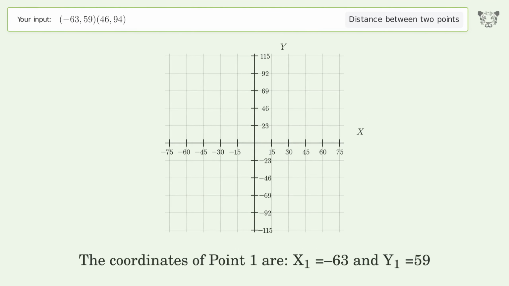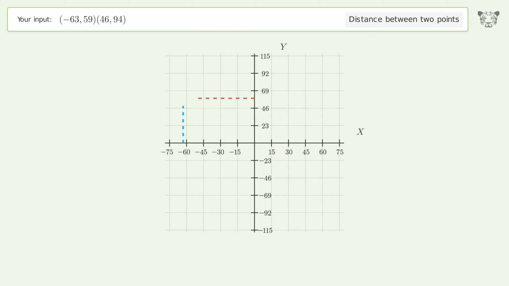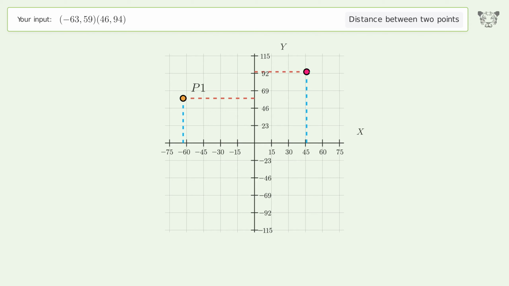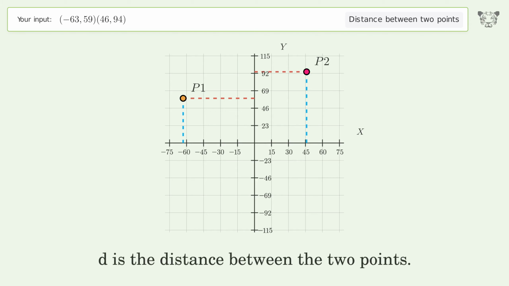The coordinates of point 1 are, x1 equals -63 and y1 equals 59. The coordinates of point 2 are, x2 equals 46 and y2 equals 94. D is the distance between the 2 points.